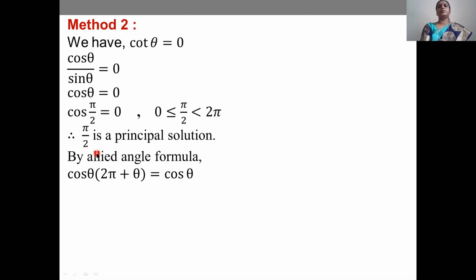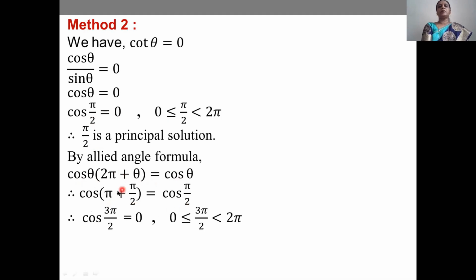To find the second solution, again use the allied angle formula: cos(2 pi + theta) is equal to cos theta. In this formula, keep the value of theta as pi by 2. We get cos(pi + pi/2) is equal to cos(pi/2). This is cos(3 pi/2), and the value of cos(pi/2) is 0. Keep that here. It means again at the angle 3 pi by 2, we get the value of cos as 0. 3 pi by 2, 270 degrees, obviously lies in the interval 0 to 2 pi. Therefore 3 pi by 2 is our next principal solution.